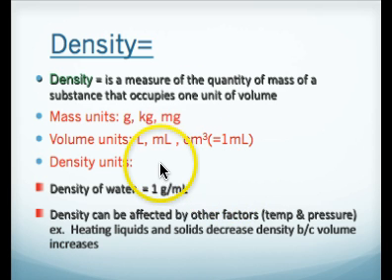Since density is the mass divided by the volume, density will be given as grams per liter or grams per milliliter, typically in a question. We're going to talk later in the year about other factors that affect density, for example, temperature and pressure. We'll leave that for later, though.